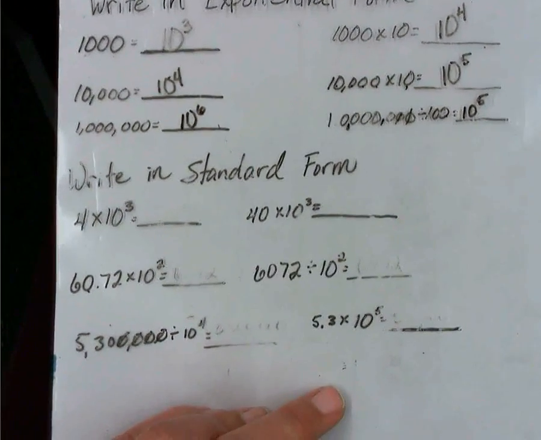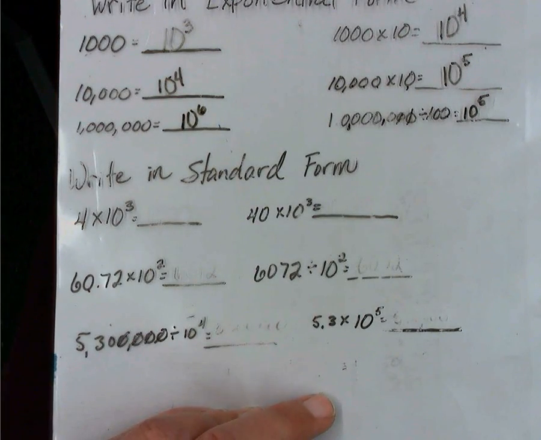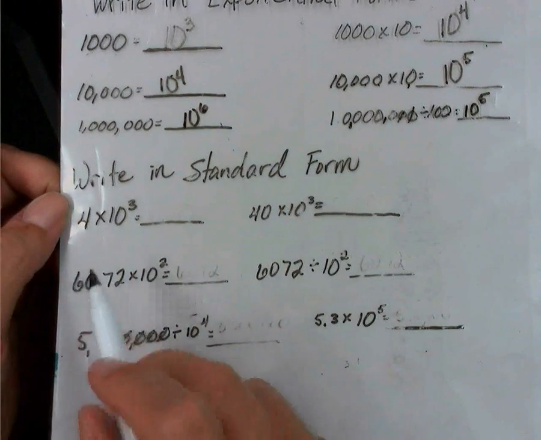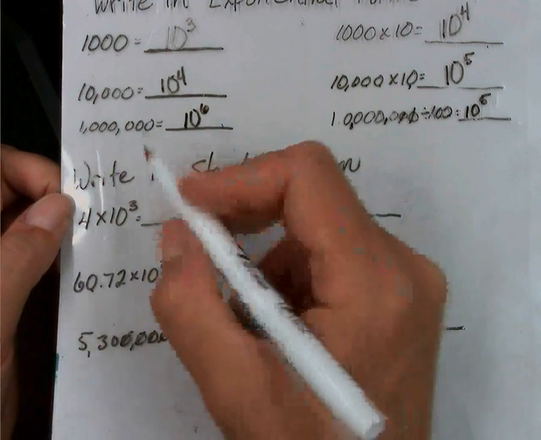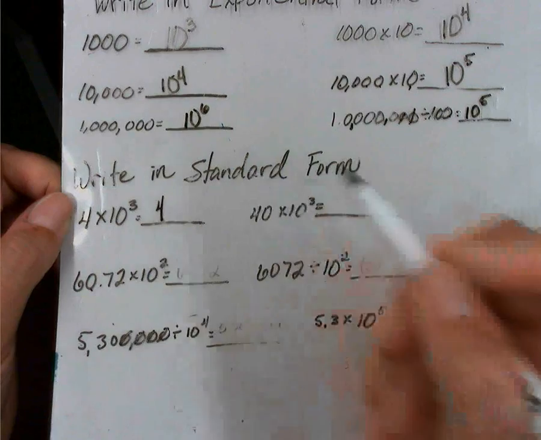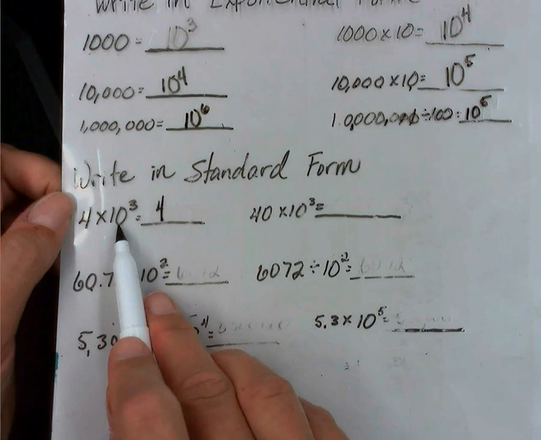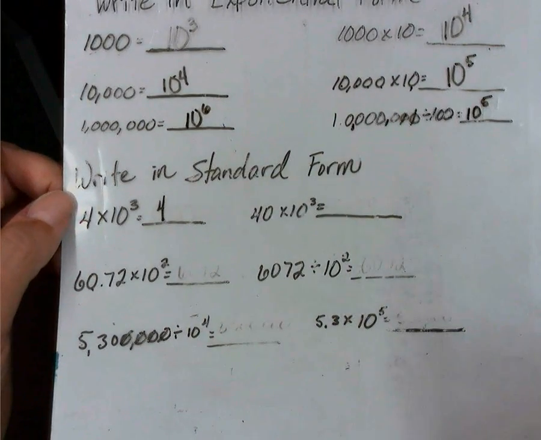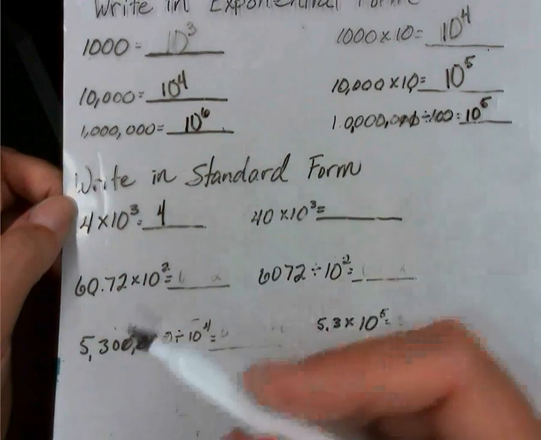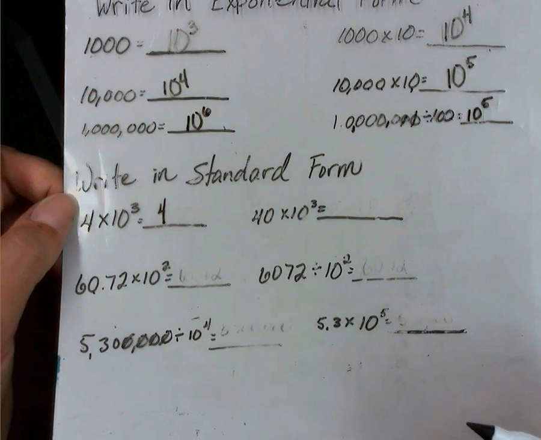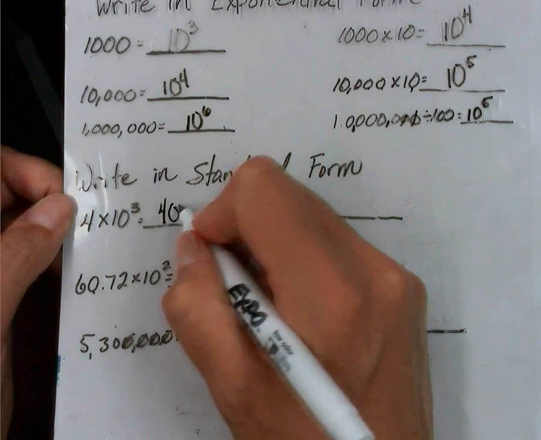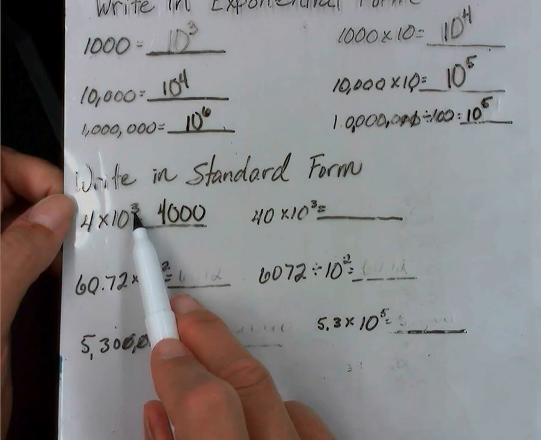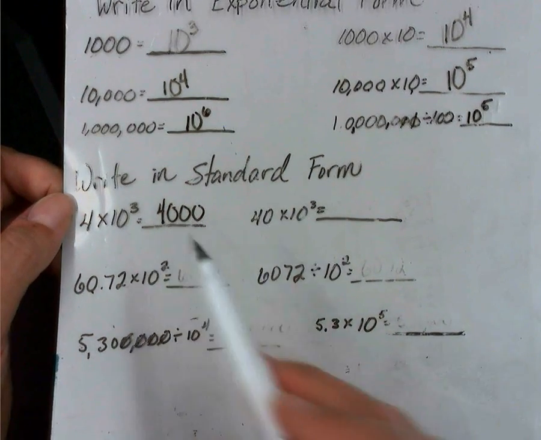Now we switch. We're going to be writing numbers in standard form, so kind of the spread out format of them. So when we look at this, we know 4 times 1 is 4. And how many zeros is it going to have? Well, 10 times 10 is 100. 100 times 10 gets us 1,000. 1,000 times 4 happens to be 4,000. Here's 3 right here for our exponent, and it ends up being 3 zeros.